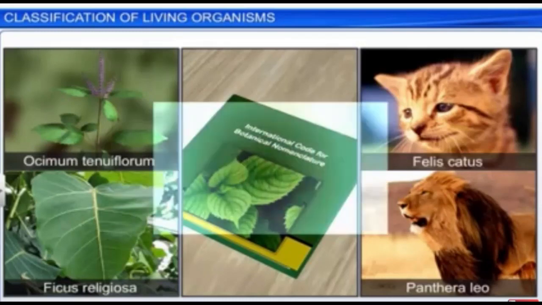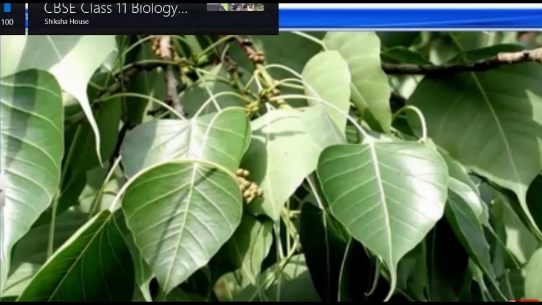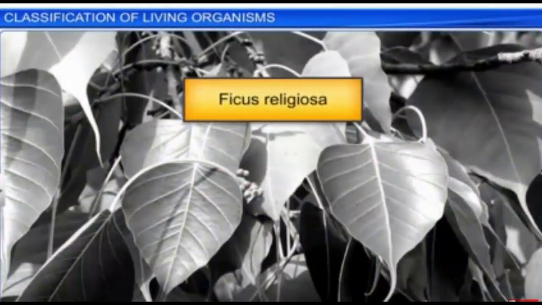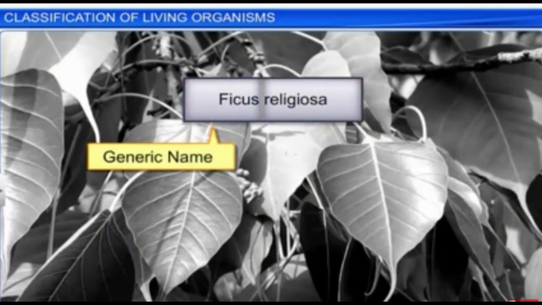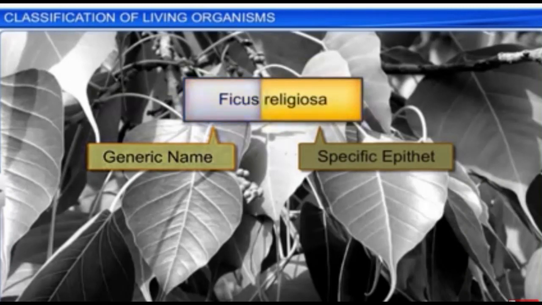organism. For example, the scientific name for the sacred fig, commonly known as the peepal tree in India, is Ficus religiosa. Here, as you can see, the scientific name has two components: the generic name and the specific epithet. Ficus represents the genus or the generic name, while religiosa denotes the specific epithet.